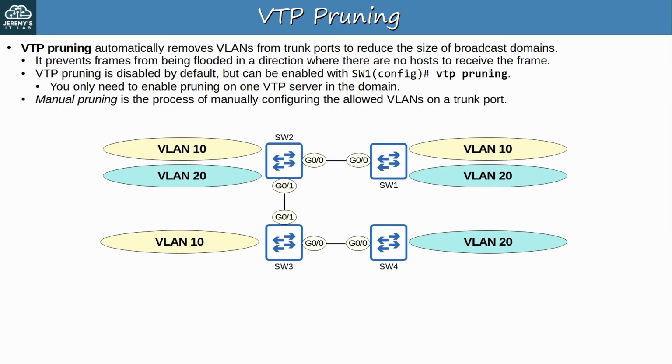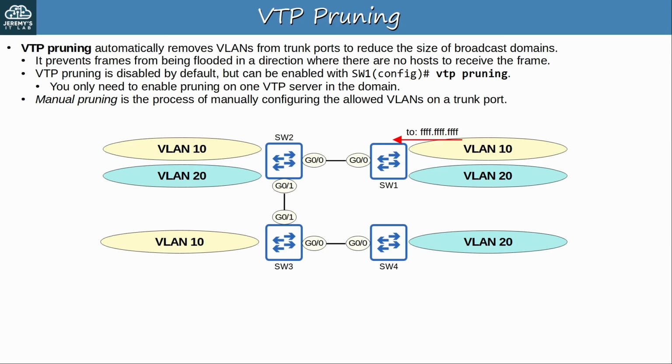Manual pruning is the process of manually configuring the allowed VLANs on a trunk. I demonstrated this in the VLAN video by using the switch port trunk allowed VLAN command. Well, if you're using VTP in your network, VTP pruning can do that automatically for you. So let's see how it works.